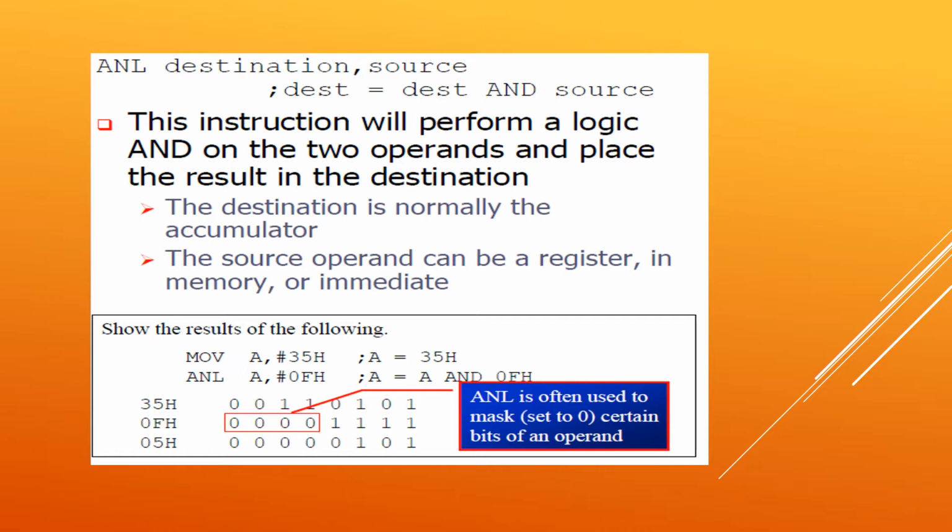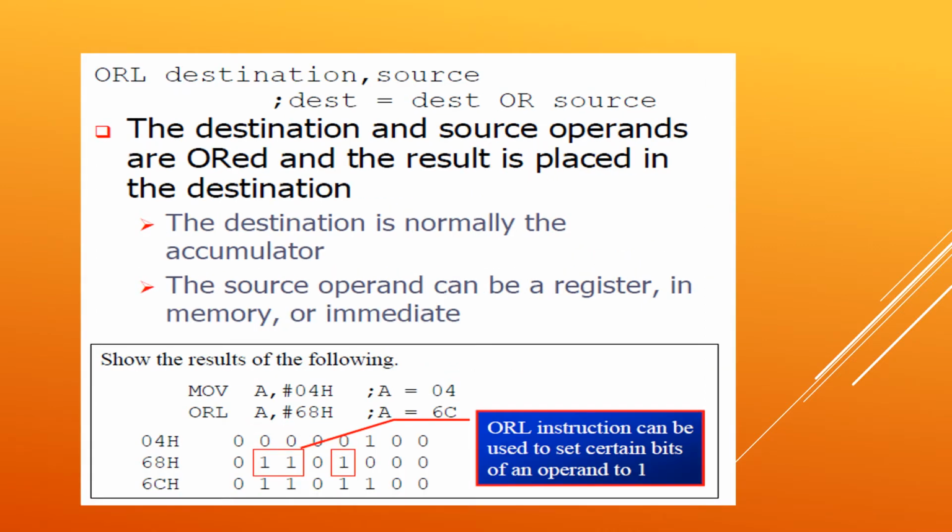The second one is the OR instruction, ORL. The destination and source operands are ORed together and the result is placed in the destination. The ORL instruction can be used to set certain bits of an operand to 1. The destination is normally the accumulator. The source operand can be register, memory, or immediate addressing. The ORL instruction for byte size operands has no effect on any of the flags directly.